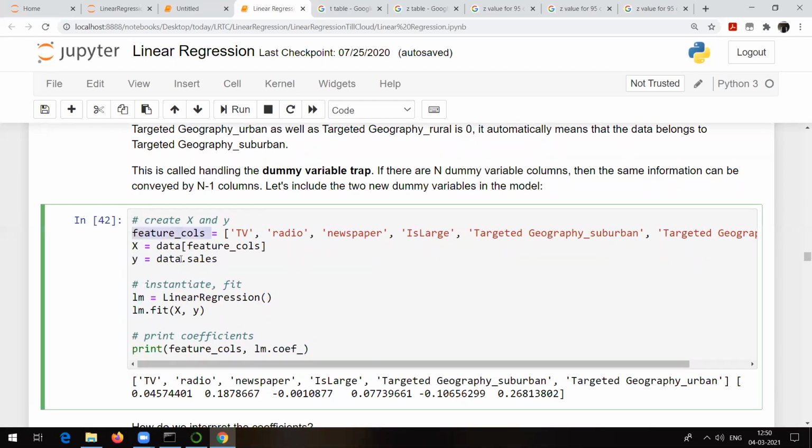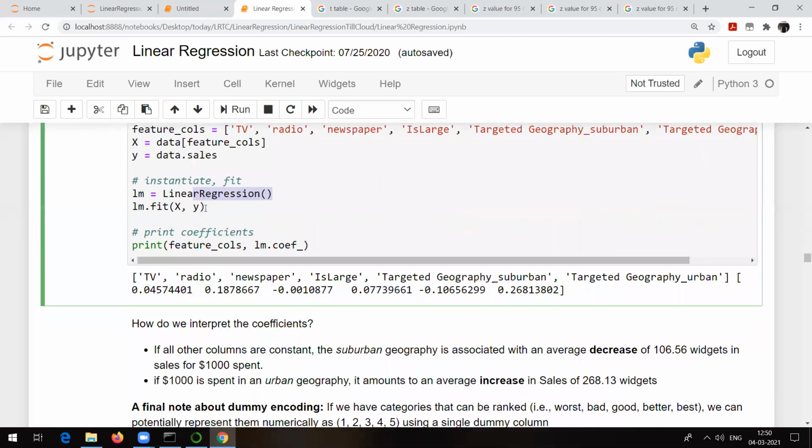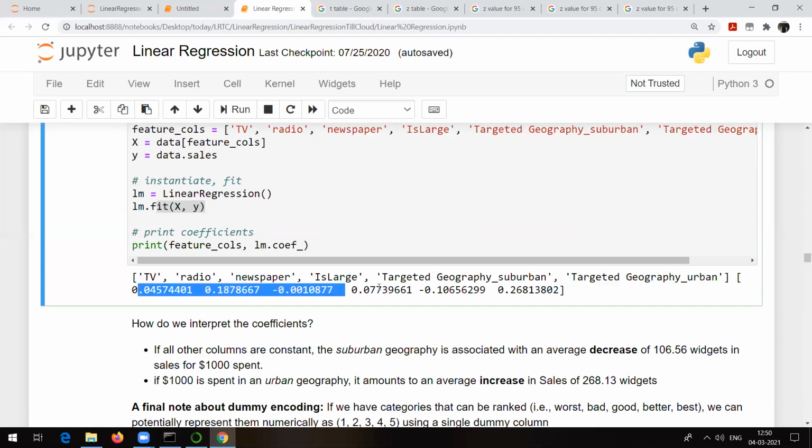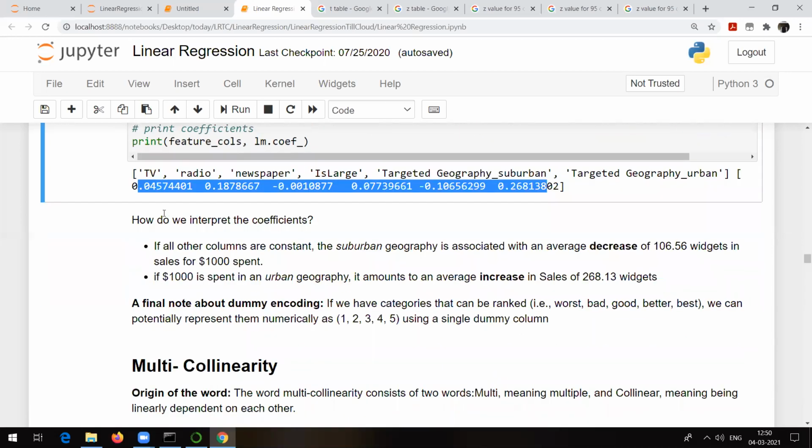And now I am assigning it to features. My output is sales. My input is features. Again, calling linear regression, training the model. And now see, I got all the coefficients for TV, radio, newspaper is large, target geography suburban, target geography urban. So this is what we have got, and we are just trying to interpret all of them.